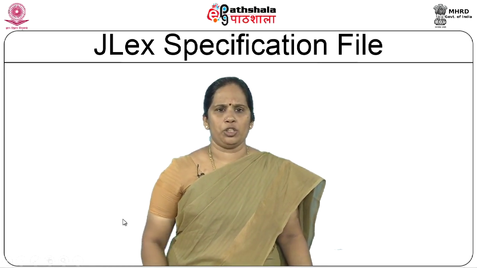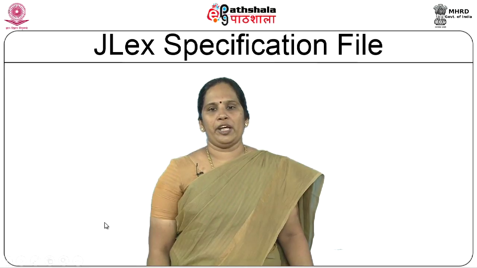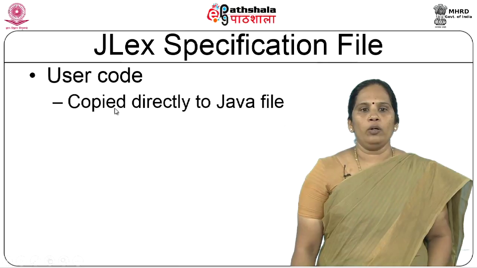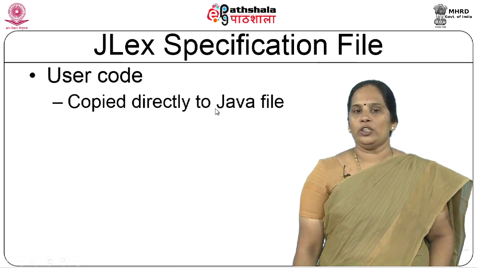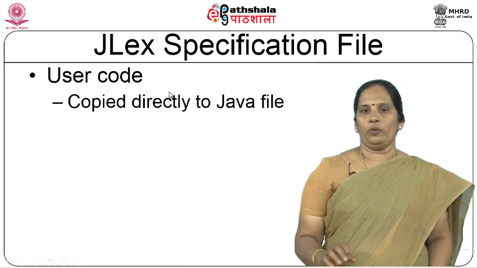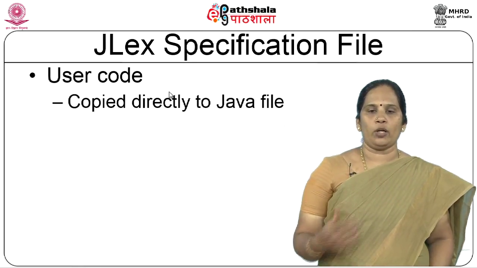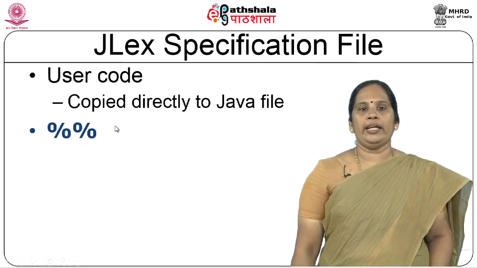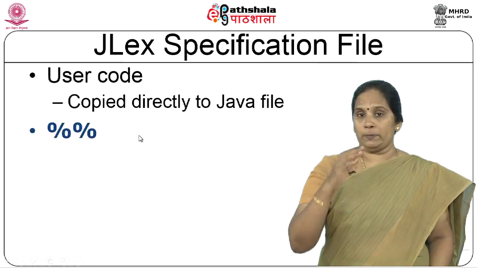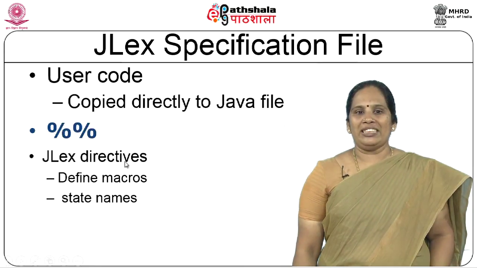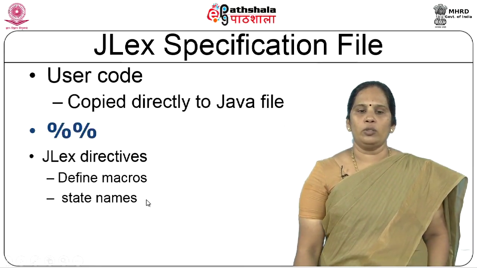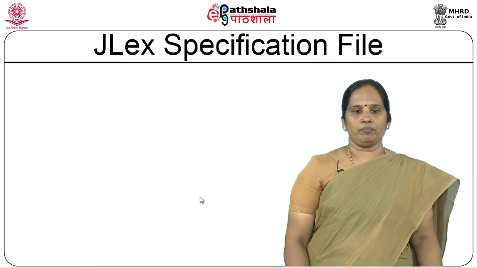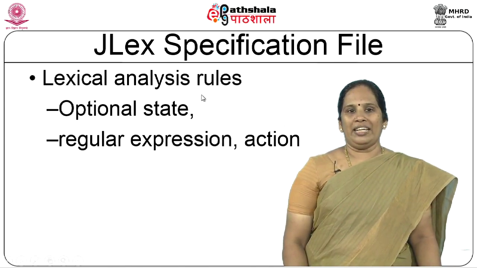Now, there is a Java version also, which is the JLex specification file, which again has 3 components. First is the user code, which is copied directly to a Java file. So, whatever you type, your pattern match, etc., gets copied directly to a Java file. Then you have a double percentage indicating the end of this section, and then you have the JLex directives, which define macros, state names, etc., and again a delimiter. Then you have the lexical analysis rules.